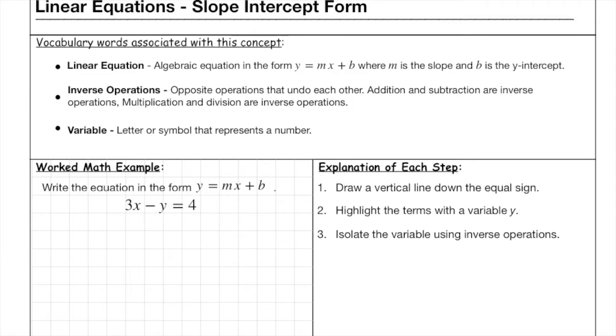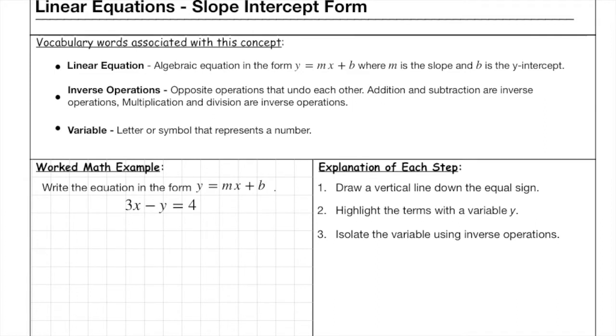So the vocabulary for today is going to be a linear equation, and this is an algebraic equation in the form y equals mx plus b, where m is the slope and b is the y-intercept. The next vocab that we need is inverse operations. Those are operations that undo each other, so addition and subtraction are inverse operations, and we also have multiplication and division. You use them to cancel each other out.